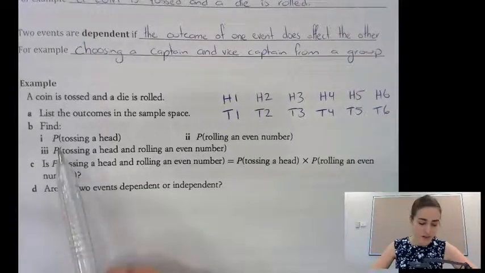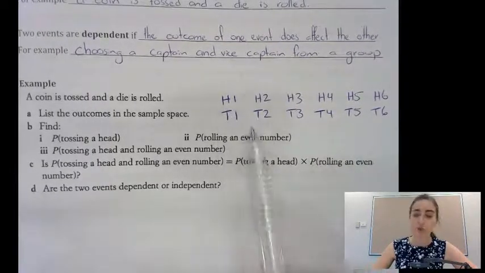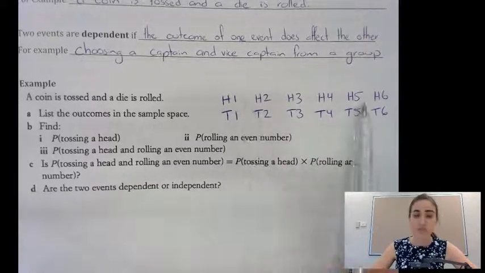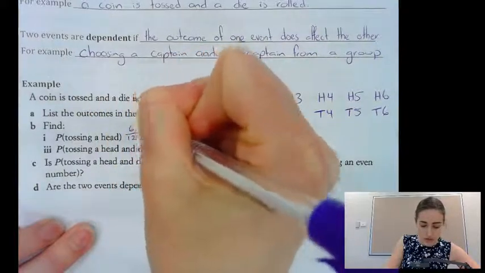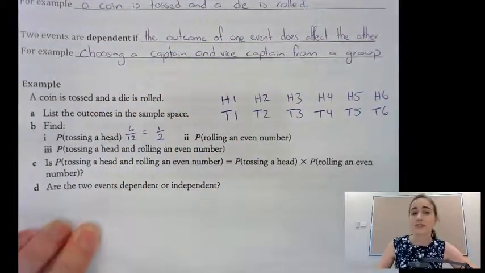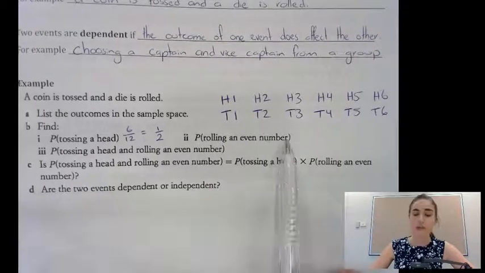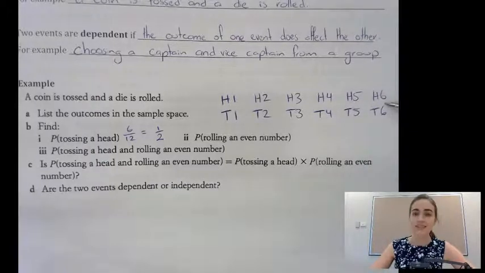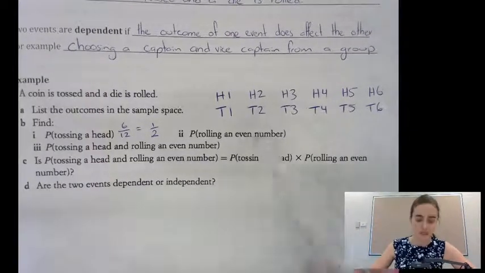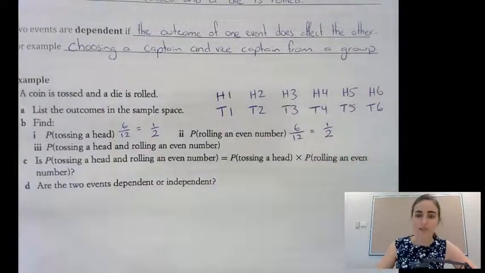Question B asks us to find the probability of tossing a head. Out of our 12 possible outcomes, 6 of them have heads. So we could write it as 6 over 12, or we could just write it as a half because half of them have heads. For part 2, it says the probability of rolling an even number. That could be our 2s, our 4s, or our 6s. It doesn't matter whether it's heads or tails. So that's going to be 6 out of the 12 again, which will just give us a half.